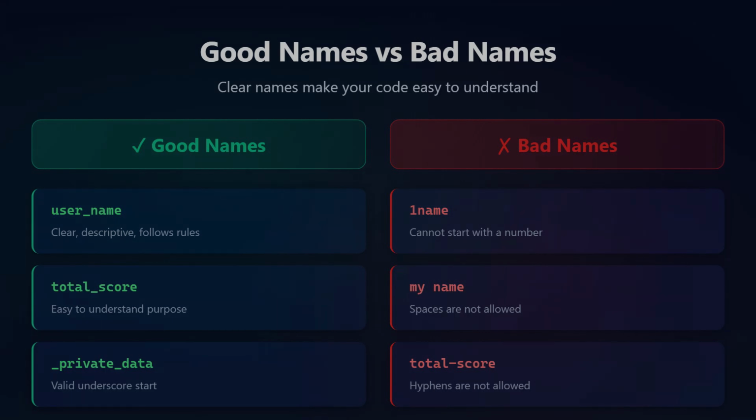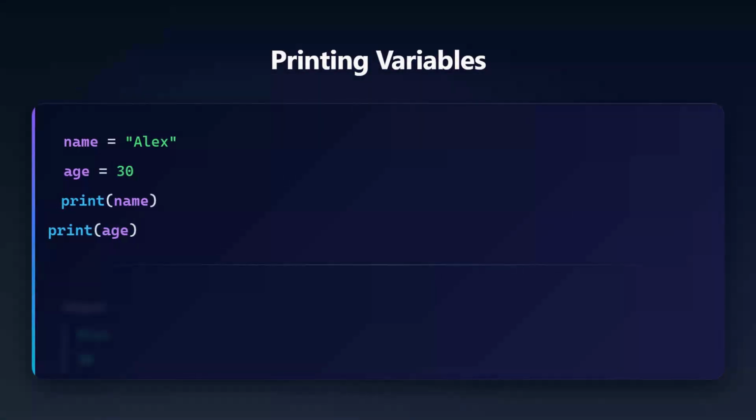Once you've stored information in a variable, how do you see what's inside? That's where the print function comes in. Let's say you create a variable called name and store Alex in it, then create age and store 30. To see these values, you simply write print with a variable name inside parentheses. print(name) will output Alex. print(age) will output 30. It's that simple.